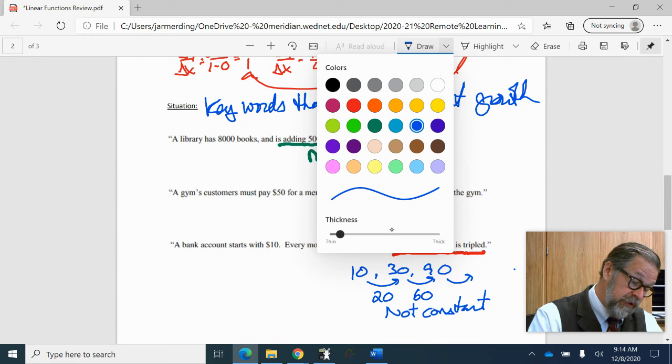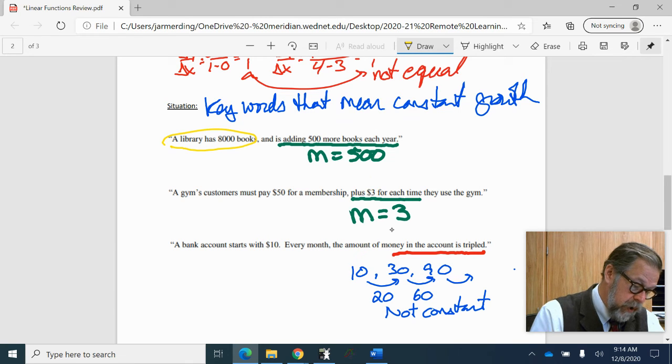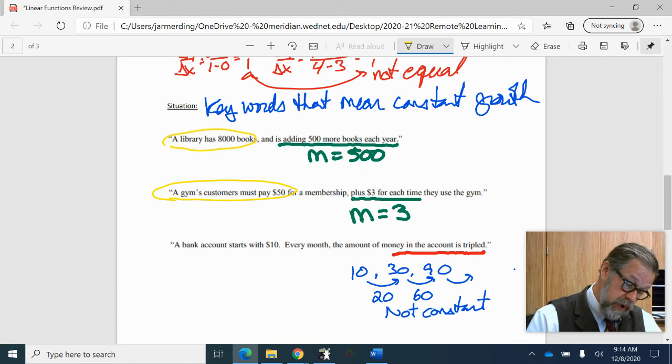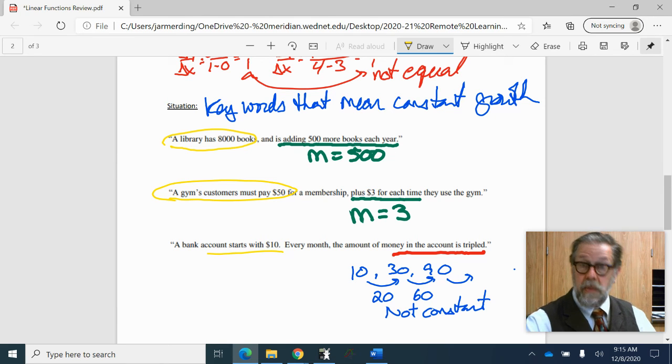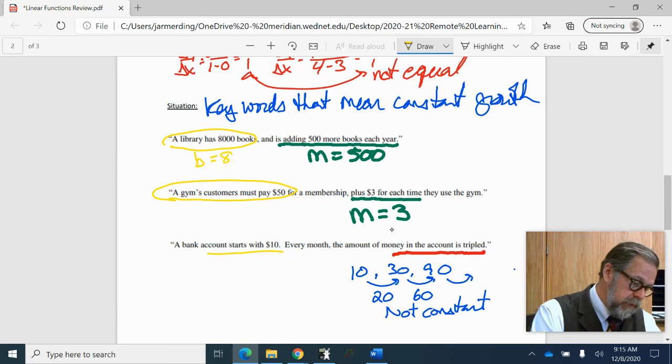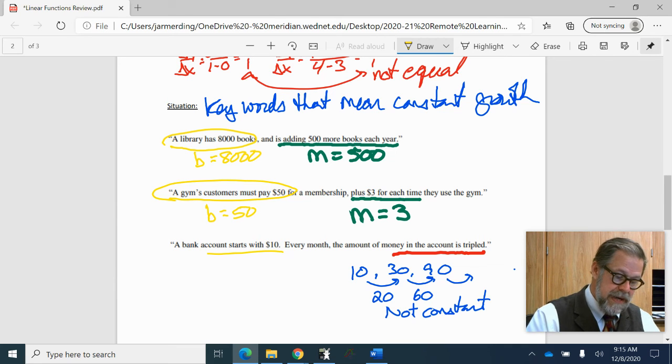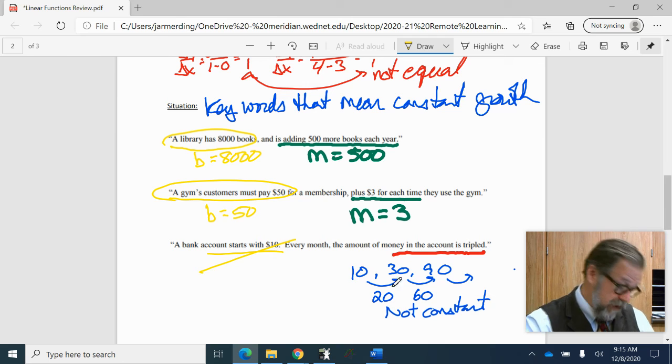And as a quick aside, we might also notice that there's a starting point here, and there's a starting point here. This is also a starting point, but since it's not linear, we're not going to worry about y equals mx plus b. This is some kind of different function.